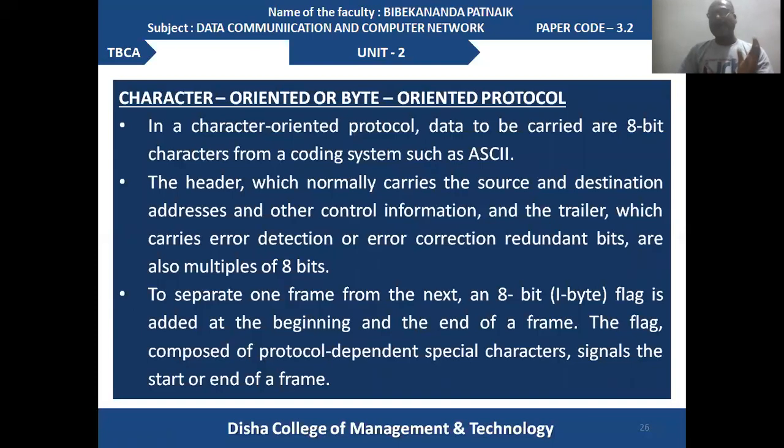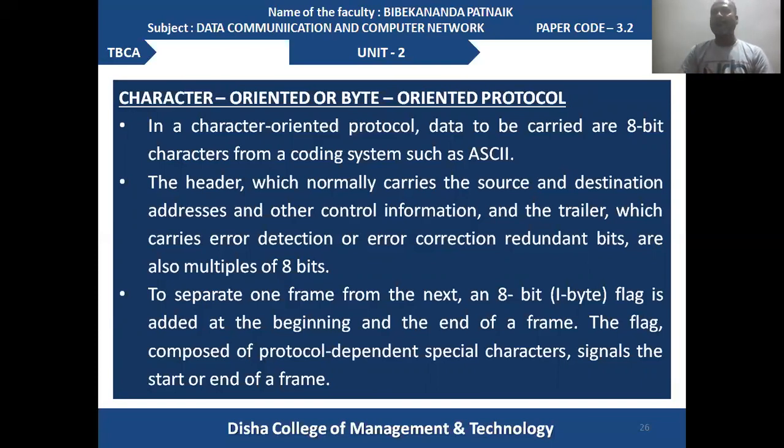Next is what is called character oriented or byte oriented framing. In a character oriented protocol, the data to be carried are 8-bit characters. You know that one character is equivalent to 1 byte, which is equivalent to 8 bits, from a coding system such as ASCII, the American Standard Code for Information Interchange. The character is converted into binary bits, strings of zeros and ones, of 8 bits.